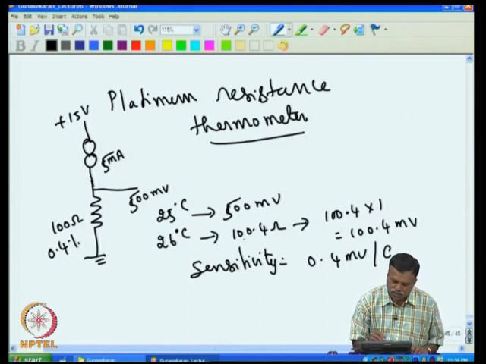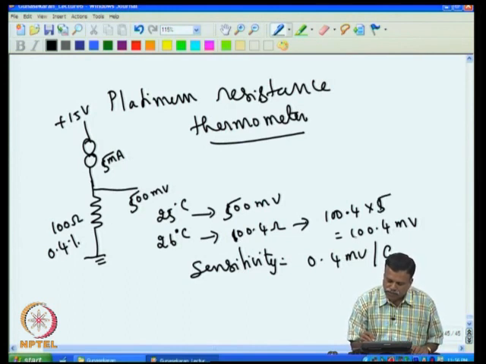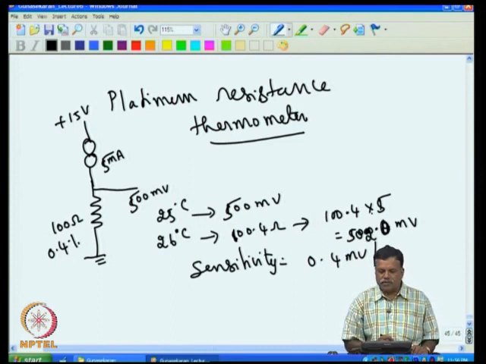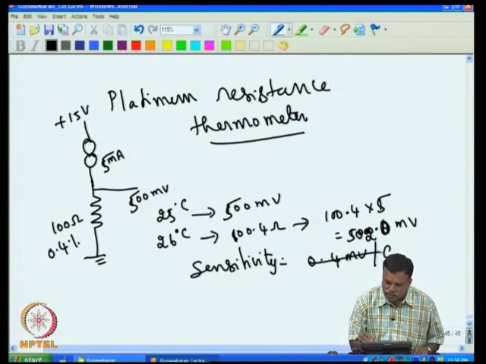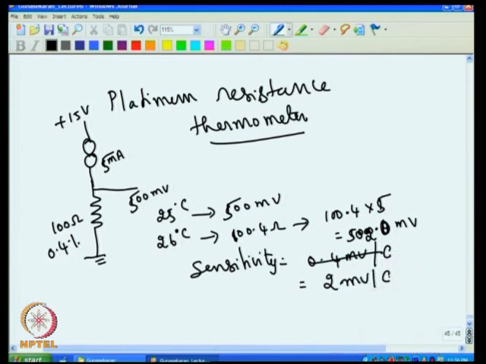At 26 degrees it will become 100.4 into 5 milliamps, that will become 502.0 millivolt, because if I multiply this, then the sensitivity actually becomes not 0.4, it becomes 2 millivolt per degree C. So by increasing the current, we can get more sensitivity.